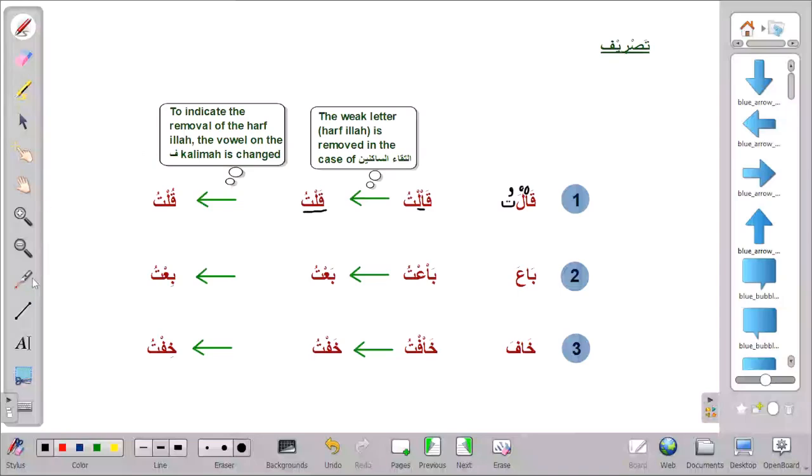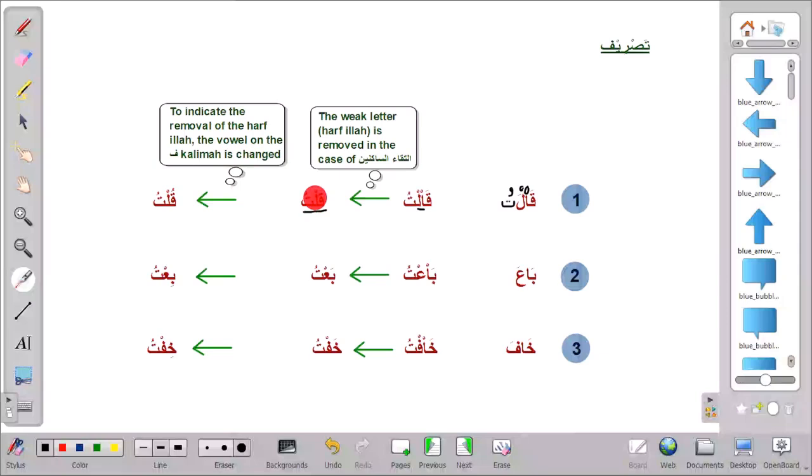Okay, here, assume if we leave it this way, qaltu. If someone says qaltu, he can never know that there was an iltiqa as-sakinain, then you remove a harf illa. He cannot know that. So we have to leave an asar, a mark, an indication that there were two sakins meeting, then we remove it.